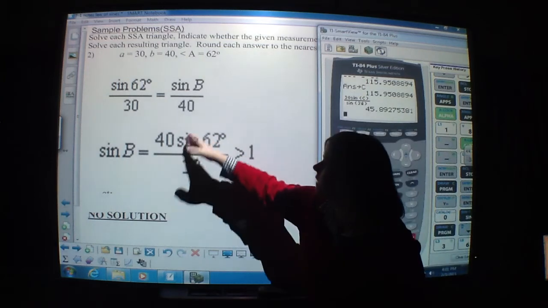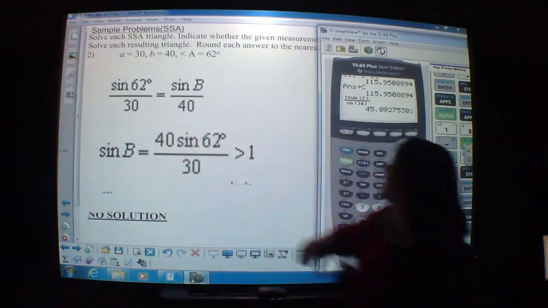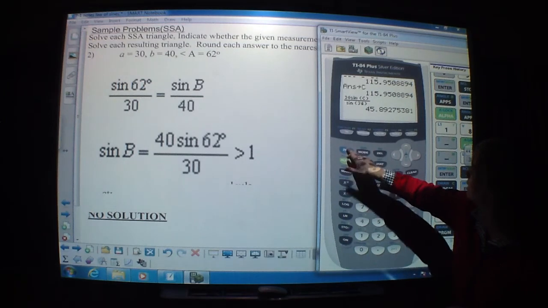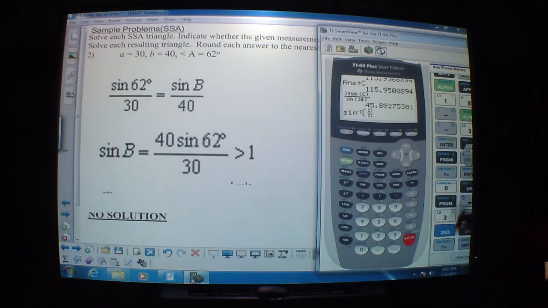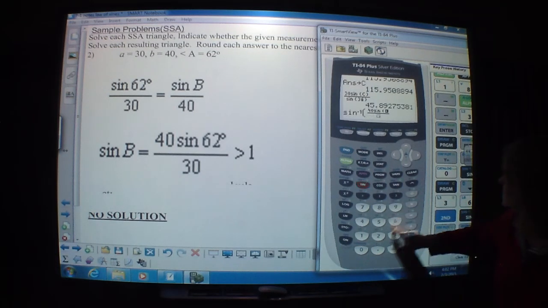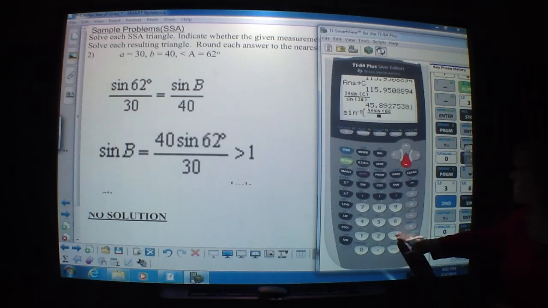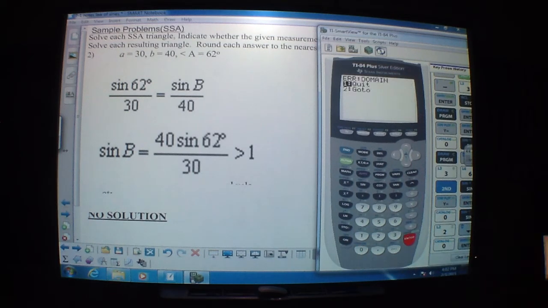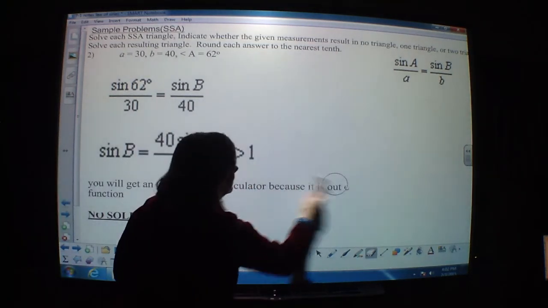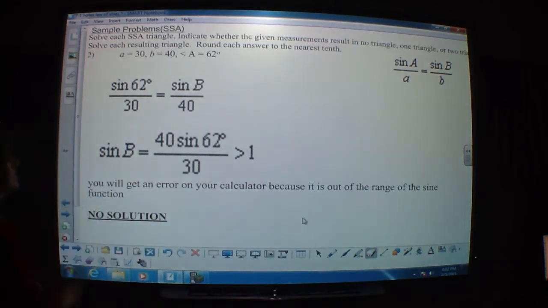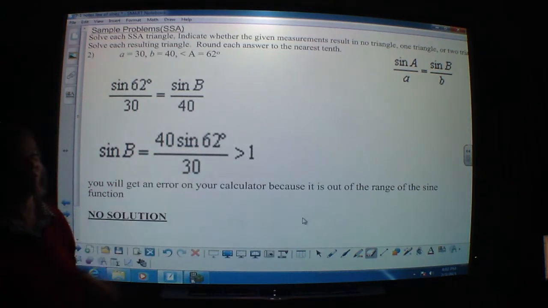If I were solving this right here, you would do B is equal to inverse sine. So let me show you on your calculator what happens. Inverse sine of, I like my fractions, so I'm going to do the fraction. 40 sine of 62 is my numerator, and my denominator is 30. When I put that in my calculator, you get error domain. If you get that in your calculator, it means no solution. And the reason is because this 40 sine of 62 over 30 has to be between -1 and +1, and it's not. So you get an error.